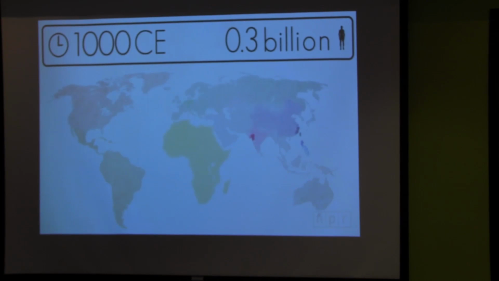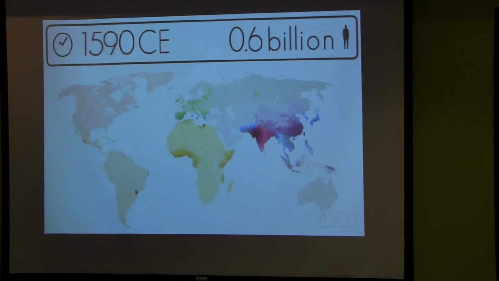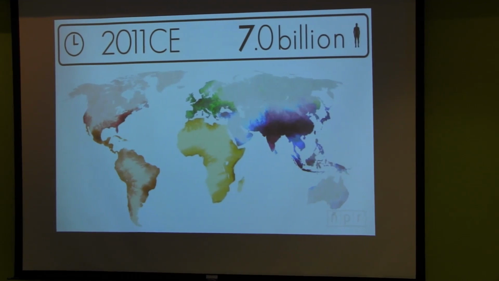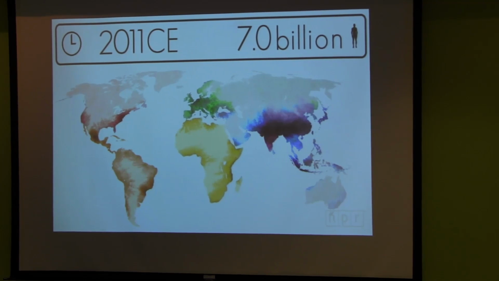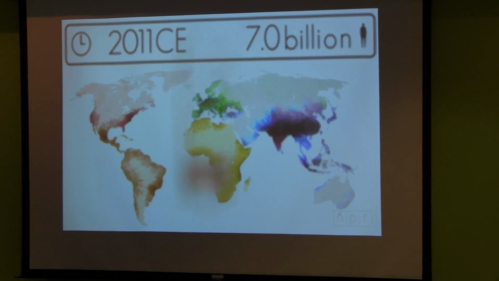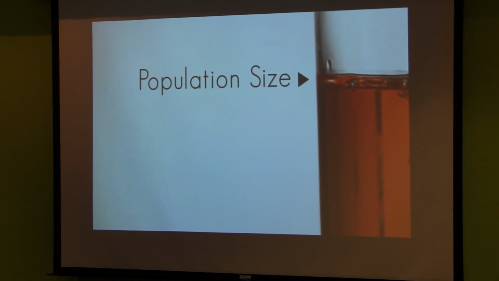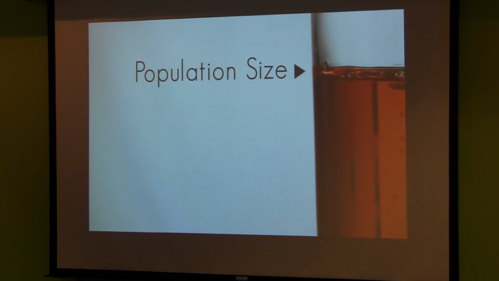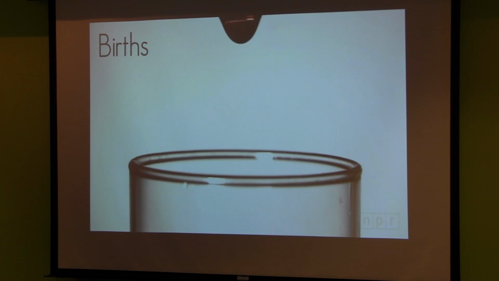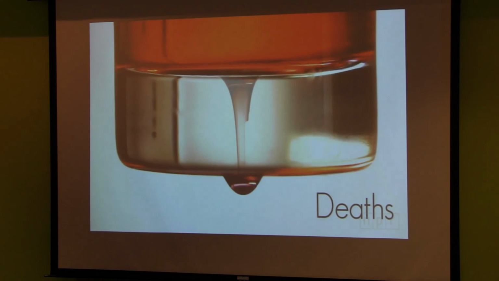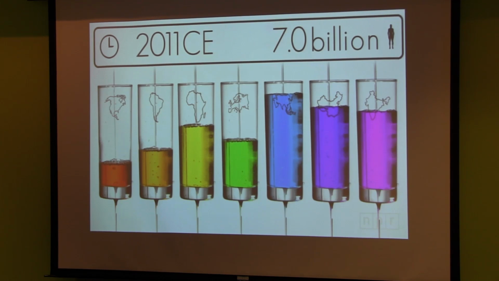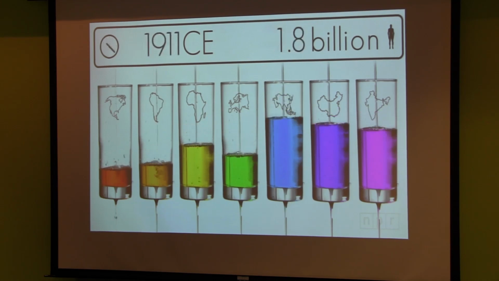A thousand years ago, there were only a third of a billion people, but we were multiplying. Now there's 7 billion of us. How did we grow so much, so fast? Say this glass is North America. The fuller the glass gets, the more people there are. Water drips in as people are born. Water drips out as people die. Okay, here's the entire world. Now let's go back 1,000 years.